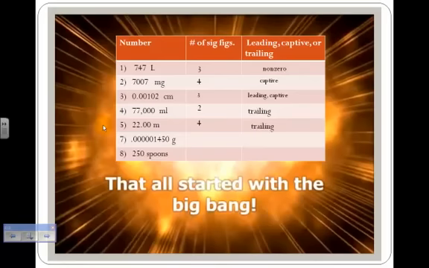Number seven, 0.00001450 has four significant figures. The last four are significant, the one, the four, the five, and the zero. Why? Well, the first type are leading, and the last is a trailing zero. Trailing zeros count if there's a decimal, and there is. Leading zeros never count. Number eight was tricky, and many of you probably got it wrong.